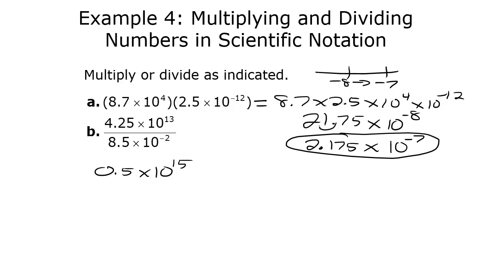Again, not in standard form. We need to move this decimal here, which makes it bigger. It goes from half to 5.0. So we have to make this one smaller to even it out so that it stays the same. And that's everything I've got for you for scientific notation.